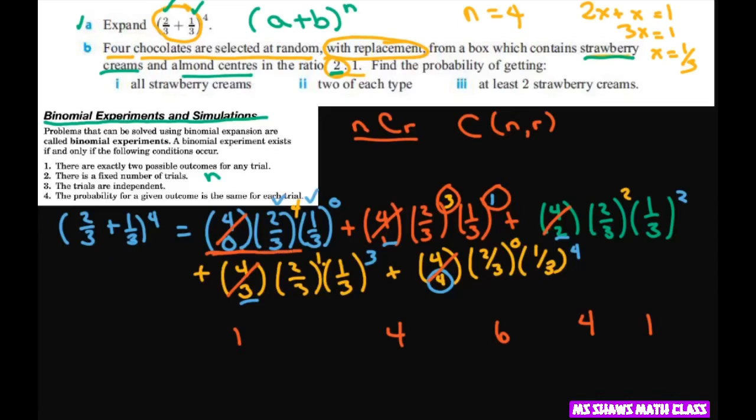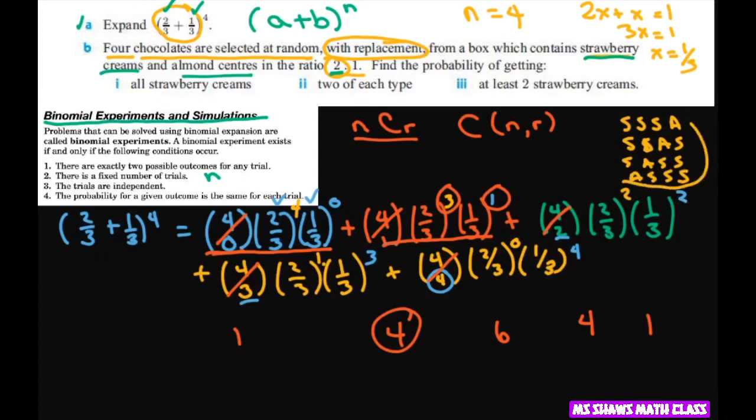That means there's only one combination where you can get all 4 strawberry creams. This one means there would be 4 possible outcomes if you do orders. So you could get strawberry, strawberry, strawberry, almond, or strawberry, strawberry, almond, strawberry, or strawberry, almond, strawberry, strawberry, or almond, strawberry, strawberry, strawberry. And this one, 6 possible ways. So that's what this number is for. It's a really nice technique for finding probabilities. Anything else on this? All right, so let's answer the other questions.